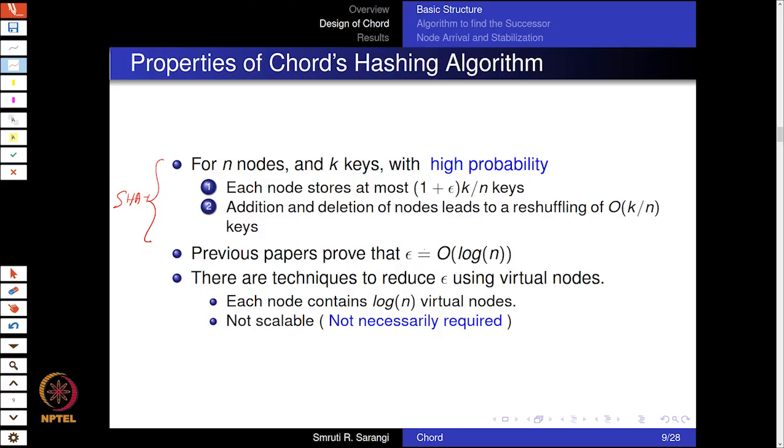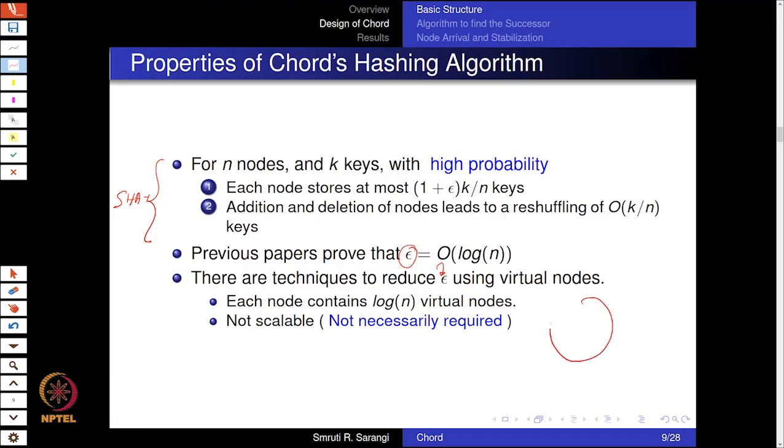Previous papers have proven that epsilon is limited to order of log n, and there are techniques to reduce epsilon if we are really interested in the uniformity of distributing keys to nodes, using what are called virtual nodes. So what we can do is make each physical node contain log n virtual nodes. A virtual node, by the way, is a full-fledged node insofar as the hashing is concerned.